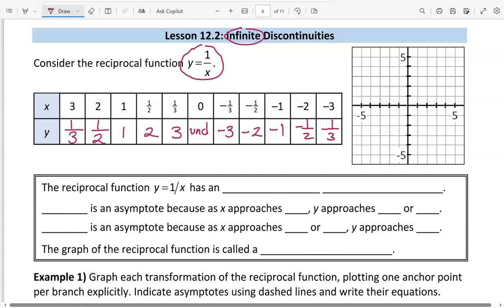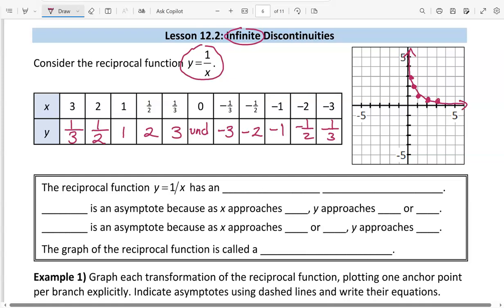When x is 3, y is 1/3. When x is 2, y is 1/2. When x is 1, y is 1. When x is 1/2, y is 2. And when x is 1/3, y is 3. And what you'll notice about this graph is that it behaves asymptotically. That is, the graph approaches both the x and the y axes.